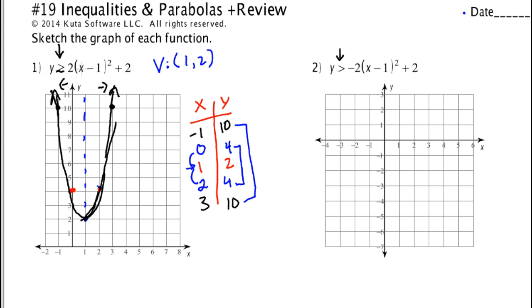Now the question is, where do we shade? And how do we know where to shade? So it's greater than, but a good idea is to check 0, 0. If we plug in 0, 0 and we get something true, we know we shade there. If we get something false, we know we shade the other area. Because there's two areas. It's either inside the parabola or outside. So if we plug in 0 for x and 0 for y, let's see what we get.